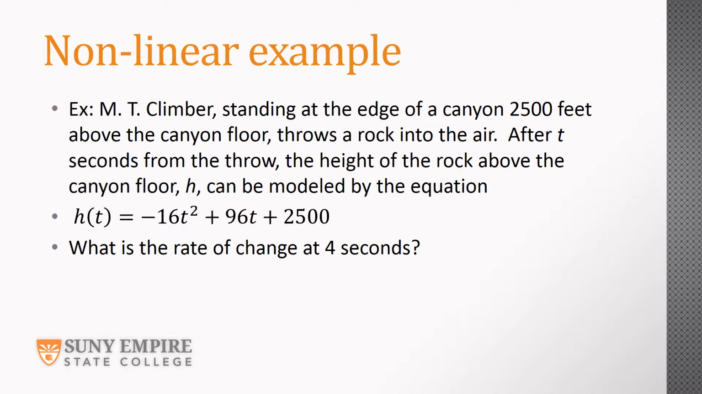For example, suppose the intrepid mountain climber, MT Climber, stands at the edge of a canyon that is 2,500 feet above the canyon floor and throws a rock. We consider h, the height of the rock above the canyon floor, at t number of seconds after MT releases the rock. The path the rock flies through can be modeled by the equation h of t equals negative 16 t squared plus 96t plus 2,500. We wish to find out the speed of the rock 4 seconds after release.